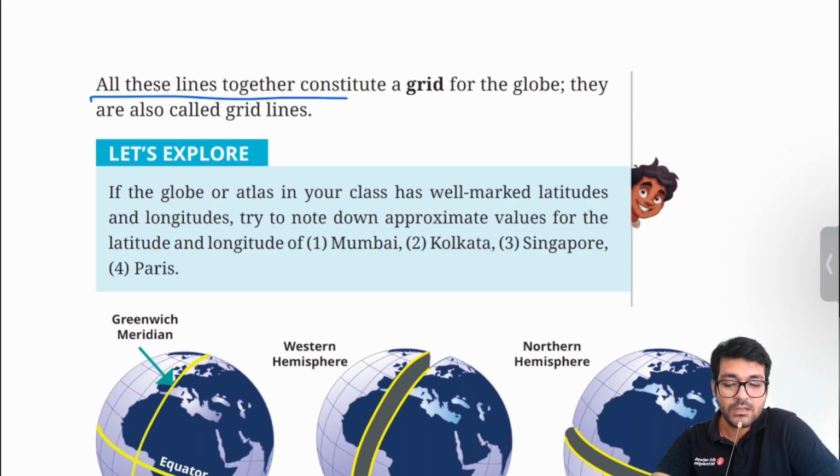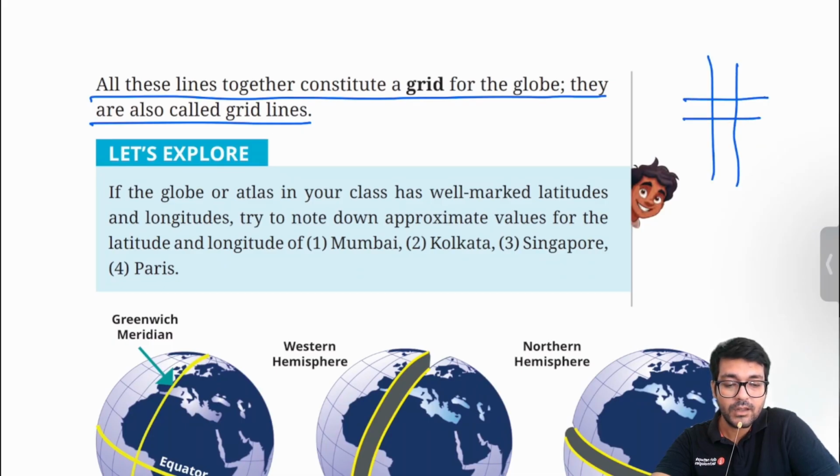All these lines together constitute a grid for the globe. They are also called grid lines. You have seen that meridians of longitudes and parallels of latitude form grids, so-called grid lines. You have studied Cartesian coordinates in mathematics, x-axis, y-axis, origin 0, 0. You can locate any point on this Cartesian plane. Similarly, any point on the earth can be located based on its latitudinal and longitudinal values.